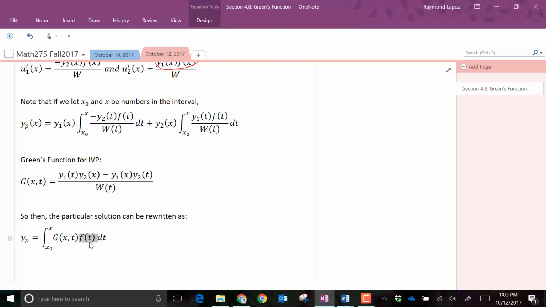So let's try to do a problem using an initial condition and see if we can find a particular solution.